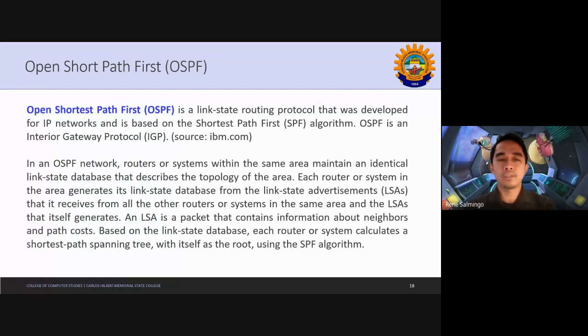These are LSAs, and an LSA is a packet that contains information about neighbors and path costs. Based on the link state database, each router or system calculates a shortest path spanning tree, with itself as the root, using the SPF algorithm. This is your shortest path first algorithm, that is SPF.